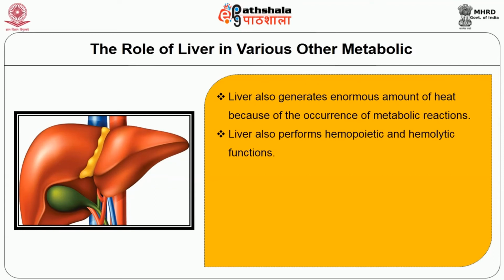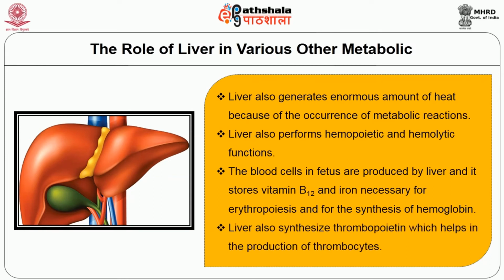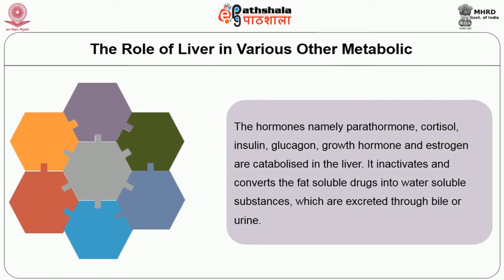The liver also performs hemopoietic and hemolytic functions. The blood cells in the fetus are produced by the liver, and it stores vitamin B12 and iron necessary for erythropoiesis and for the synthesis of hemoglobin. The liver also synthesizes thrombopoietin, which helps in the production of thrombocytes. The hormones, namely parathormone, cortisol, insulin, glucagon, growth hormone, and estrogen are catabolized in the liver. It inactivates and converts the fat-soluble drugs into water-soluble substances which are excreted through bile or urine.